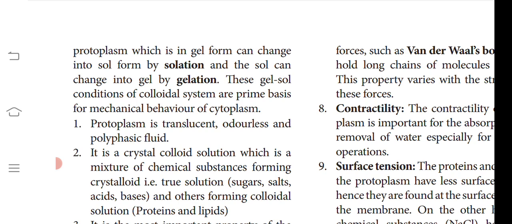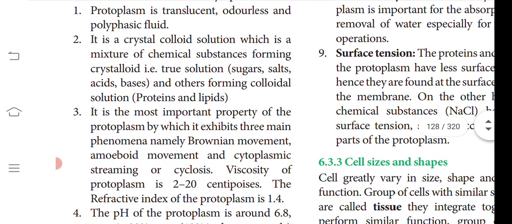So the sol-gel condition of the colloidal system is the prime basis for the mechanical behavior of the cytoplasm. Protoplasm is translucent. What is translucent? It is not transparent or opaque. It is translucent, in between. Odorless and is a polyphasic fluid. It appears in different phases, that is liquid, solid.